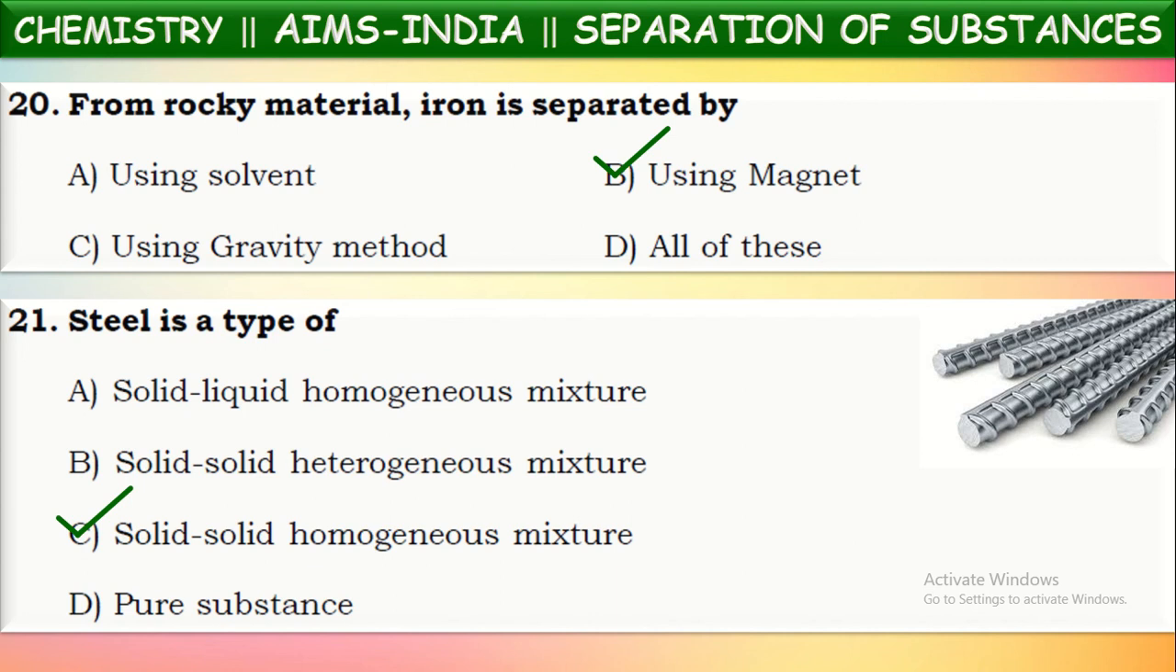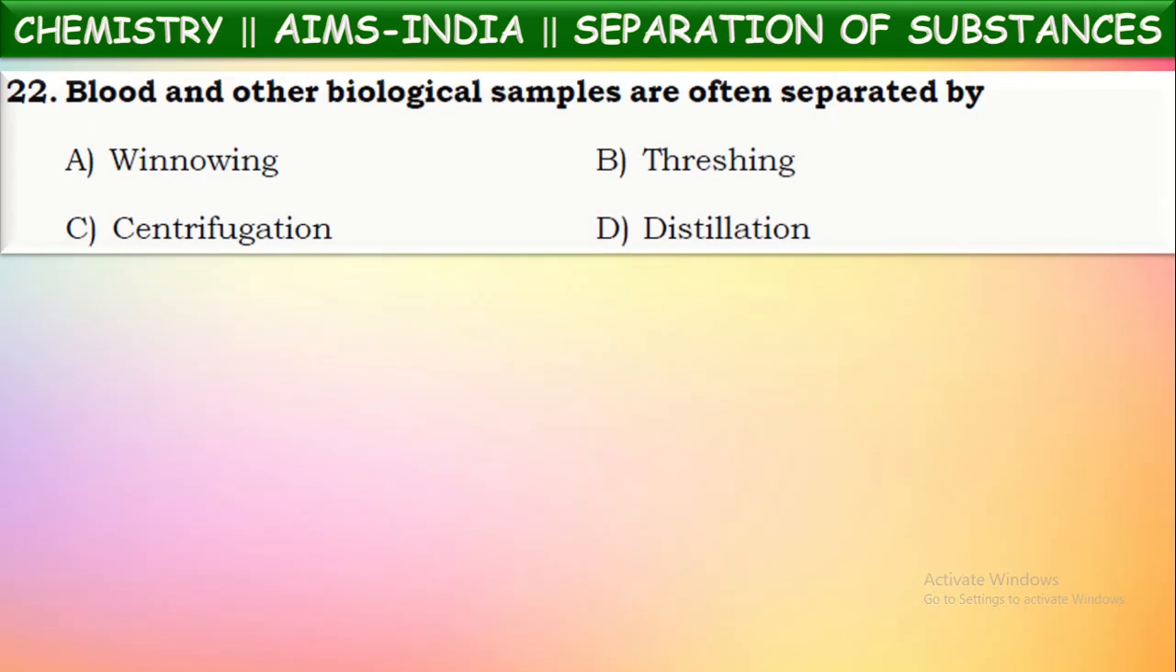Not only steel, there are some other solid homogeneous mixtures like brass and bronze. These all come under solid homogeneous mixtures because they are made up of more than one kind of metal. These are also called alloys. Have you heard this word? Alloys means a mixture of two or more metals. Okay, steel is also one of the alloys. Right?